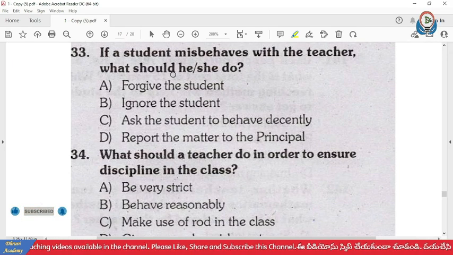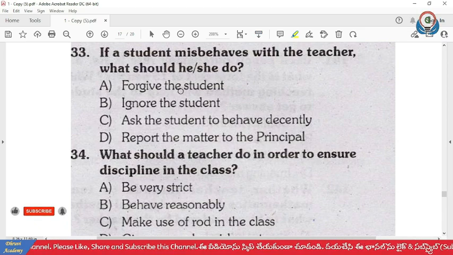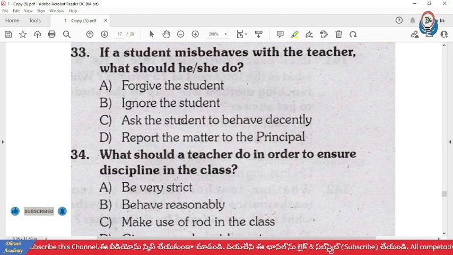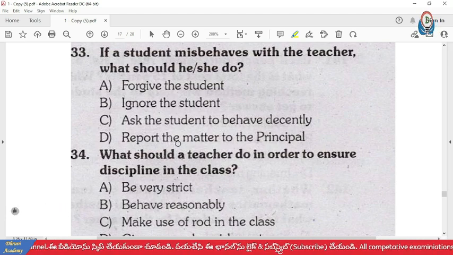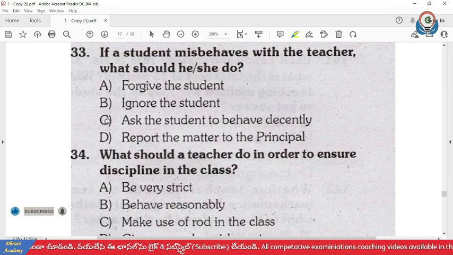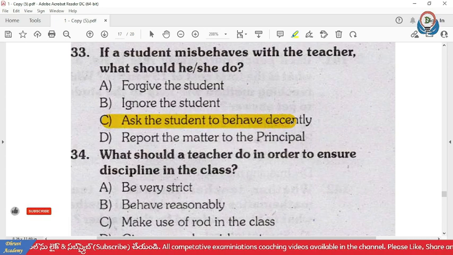If a student misbehaves with the teacher, what should he or she do? A. Forgive the student. B. Ignore the student. C. Ask the student to behave decently. Or D. Report the matter to the principal. The teacher will ask the student to behave decently. This is the right answer.